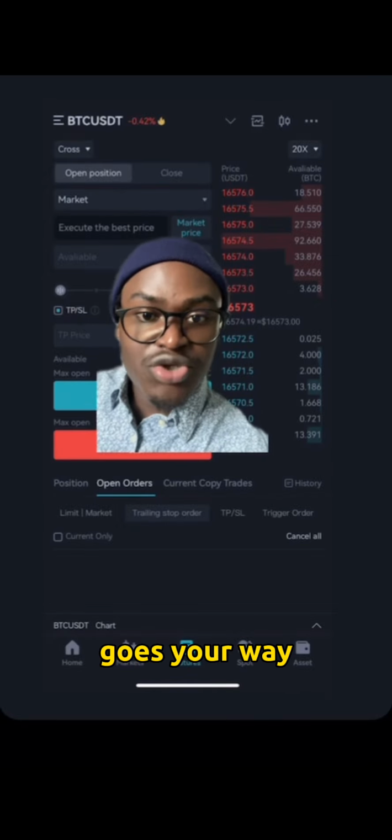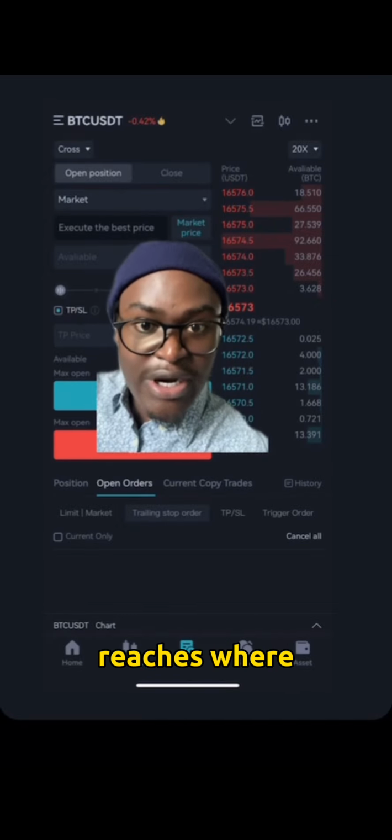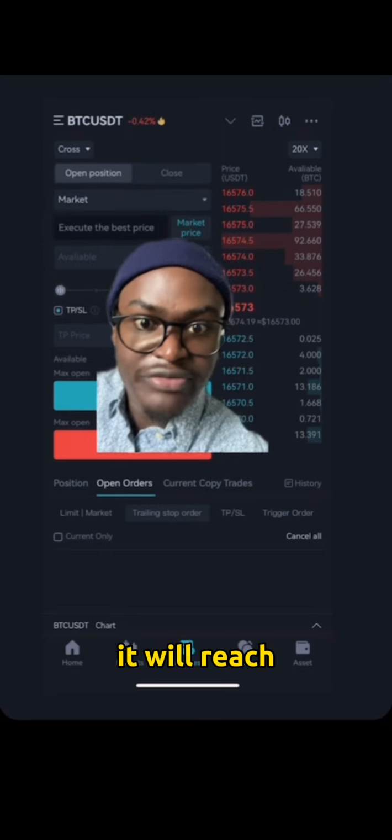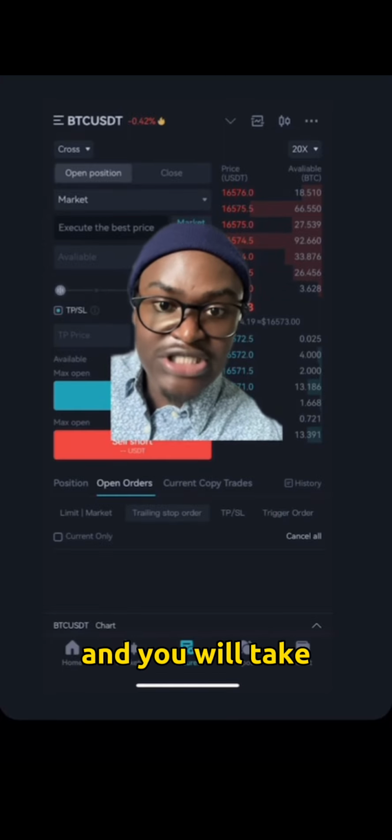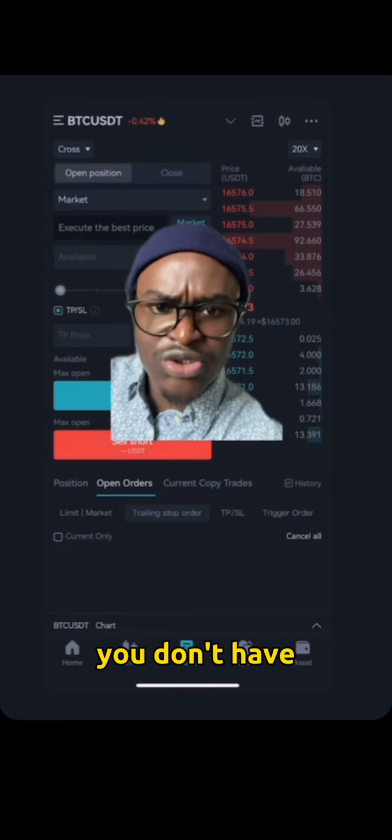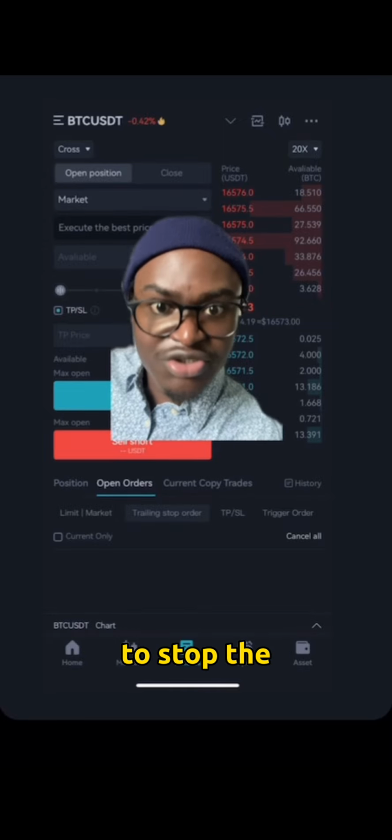If the trade goes your way and actually reaches where the bear flag told you that it will reach, then your trade will immediately exit and you will take your profits automatically. You don't have to be there to stop the trade.